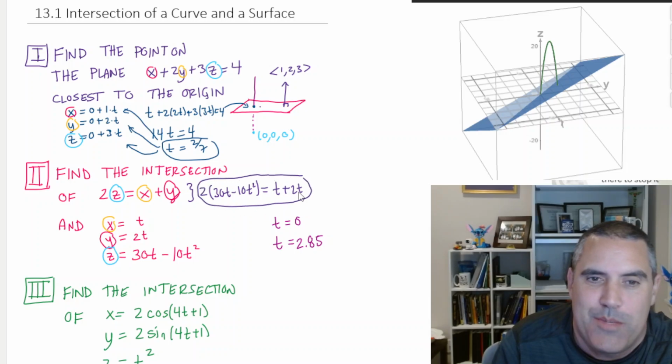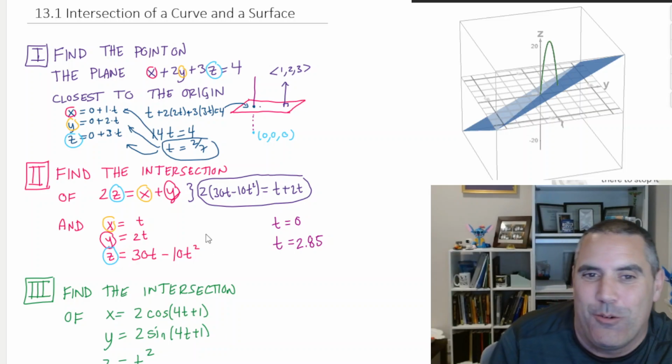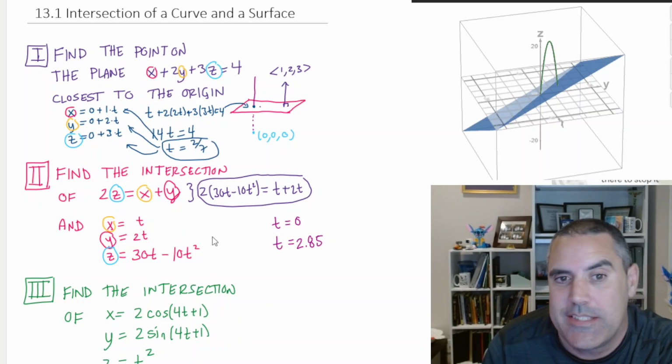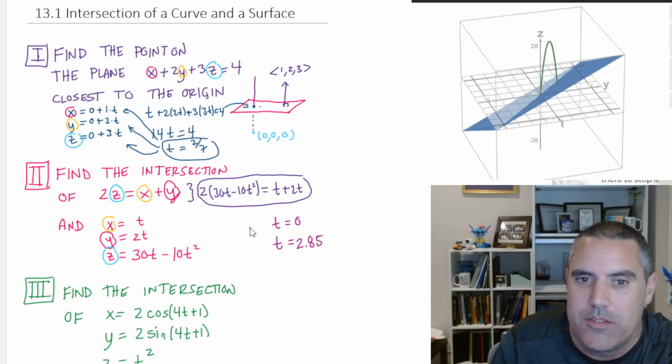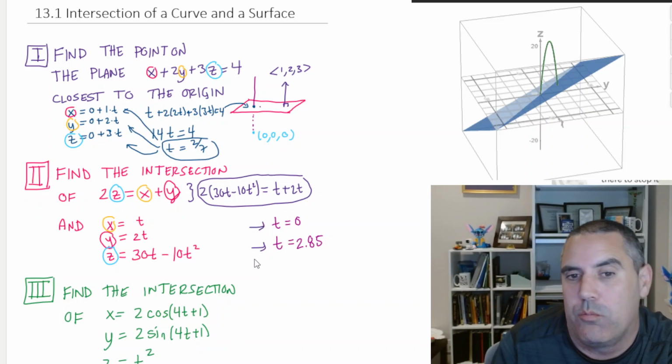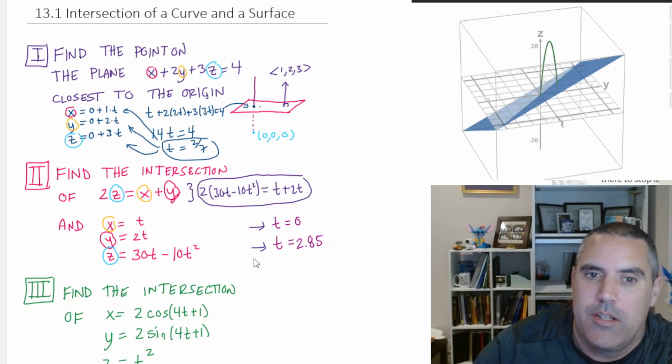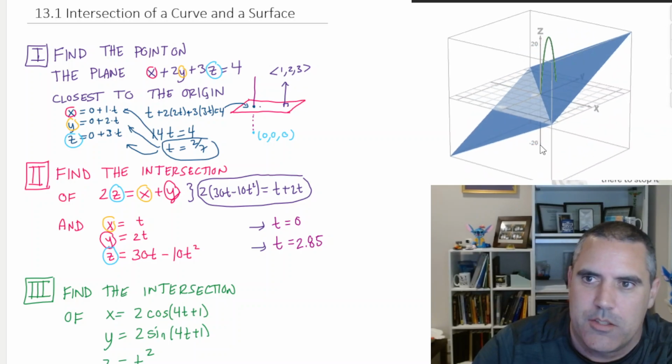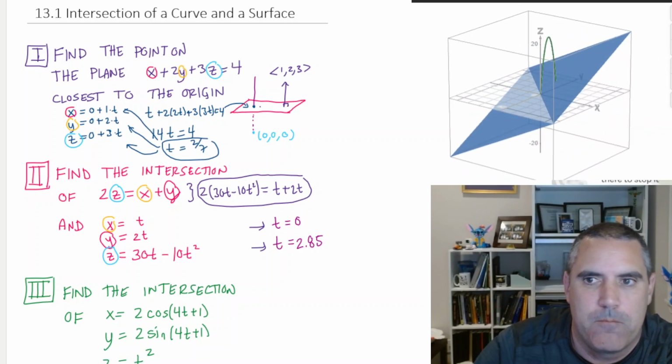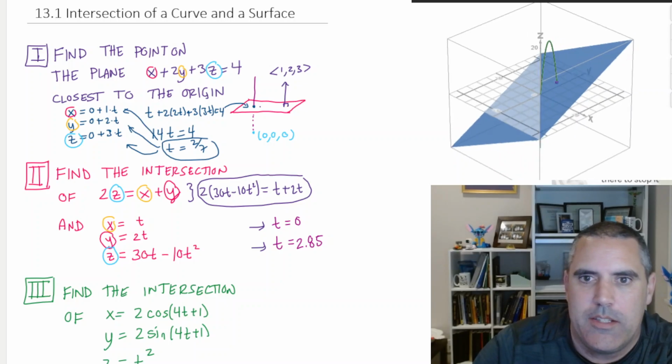I'll save you from me singing the quadratic formula or factoring. Actually, this one factors nicely because you can factor it out, and one of the solutions is 0, one of the solutions is 2.85. That's actually exactly what it is, so the answer is 2.85. I already knew one of the solutions was 0 because I'm throwing it from the plane. So here's the point where it hits.